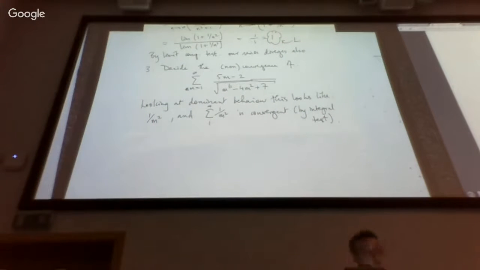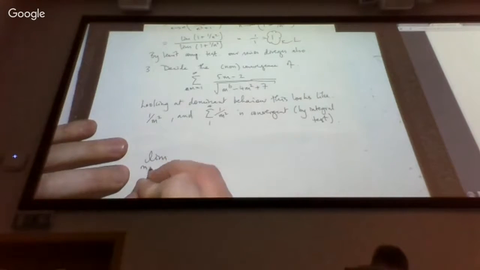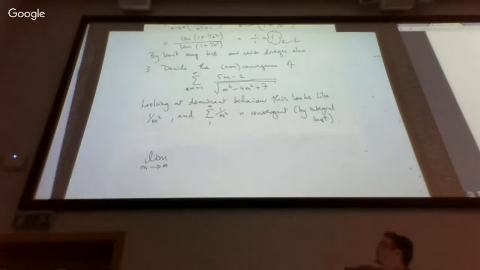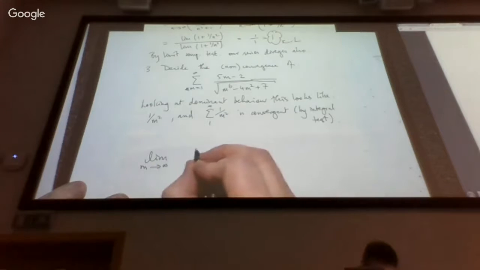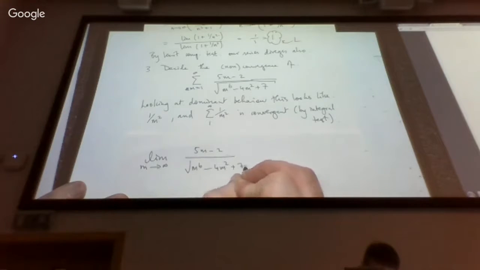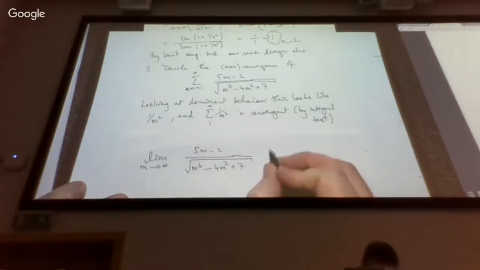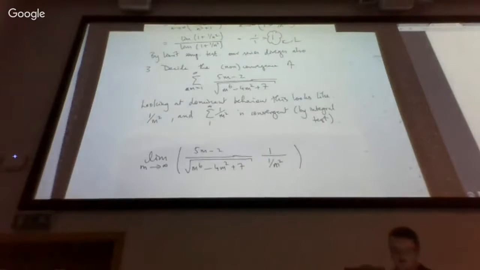So where are we going here? We're comparing to 1 over m squared. So again, we should use the limit comparison test. So we'll look at the limit as m, since m is the index now, so we should use m, as m goes to infinity, of our term, which is (5m minus 2) over the square root of (m^6 minus 4m^2 plus 7). And we want to divide it by the term we're comparing, 1 over m squared. So we want to look at the limit of that.